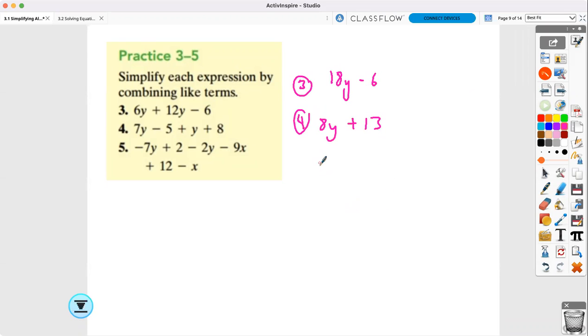Okay, I agree with number 3, but not with 4. I got 8y minus 3. For number 4, yes. Or 8y minus 3. I agree. And for number 5, I got negative 9y minus 10x plus 14. Yes. Okay.